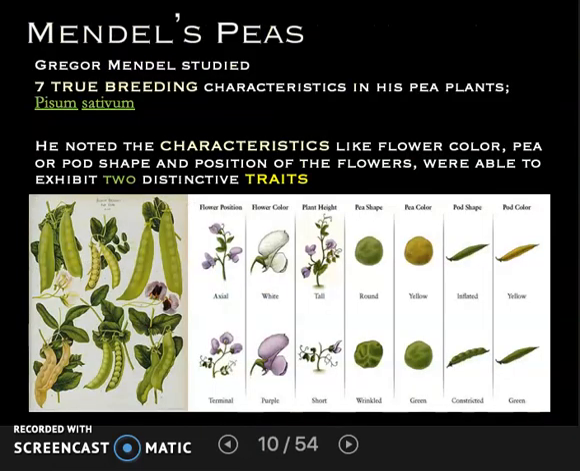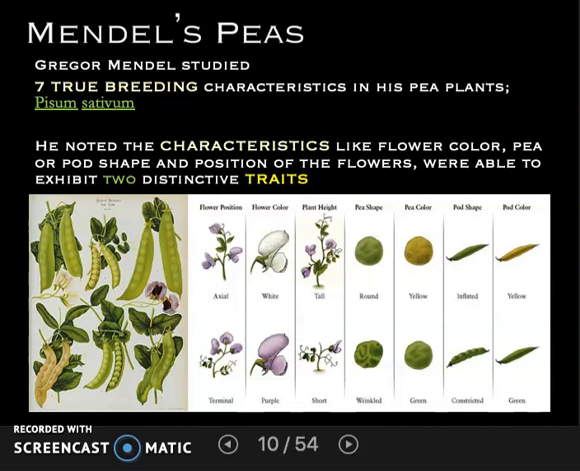Well, Mendel selectively bred pea plants, and he selectively bred for 7 different characteristics. And those characteristics were the position of the flower, the color of the flower, how tall the plant was, the shape of pods, the shape of peas, the color of peas, and the color of pods.